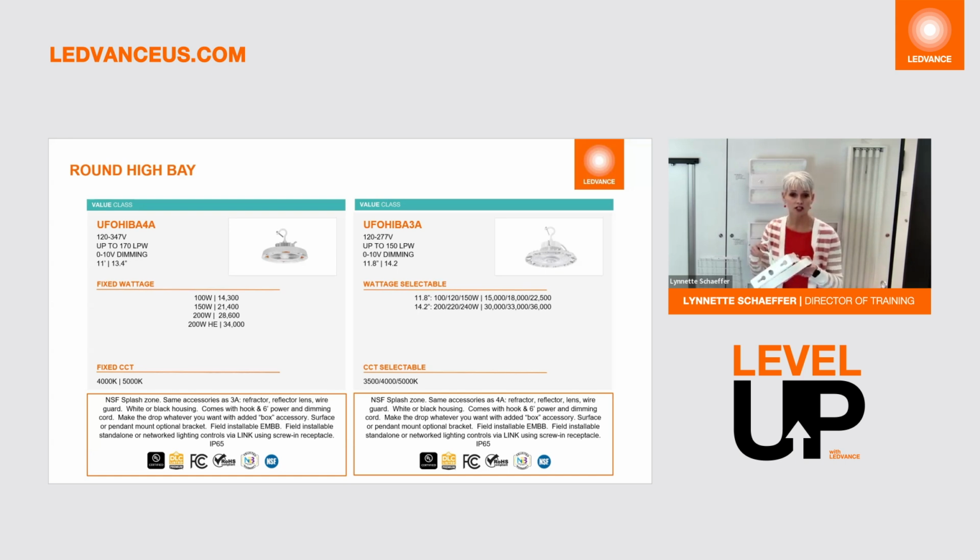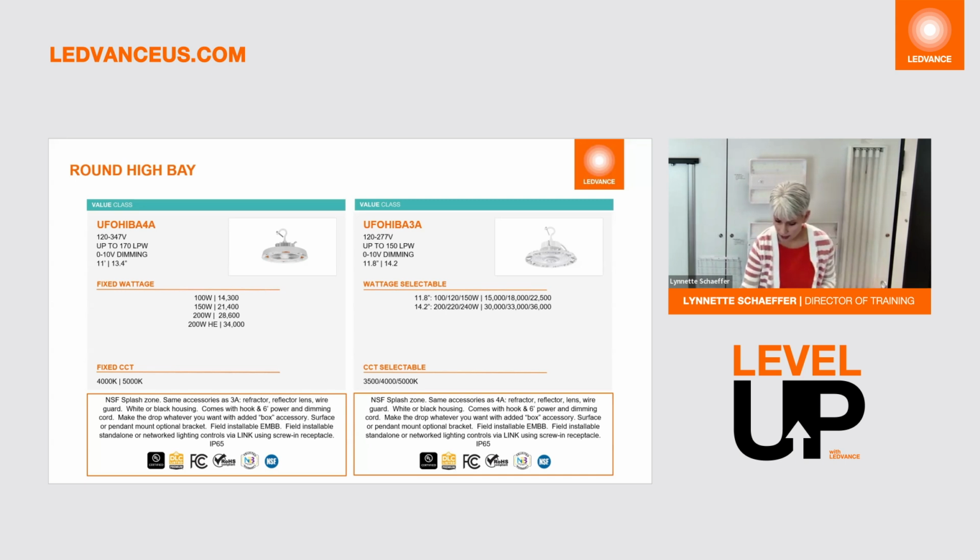Now, speaking of installation, we also have added a box accessory. This is fairly new. This is what it looks like. And the reason that you would maybe want to have this box accessory is so that you can easily make the drop whatever you want it to be and do all your wiring up here. It also comes with all kinds of connectors and all kinds of stuff in the box. So this is called the box accessory that you can get if you want to.